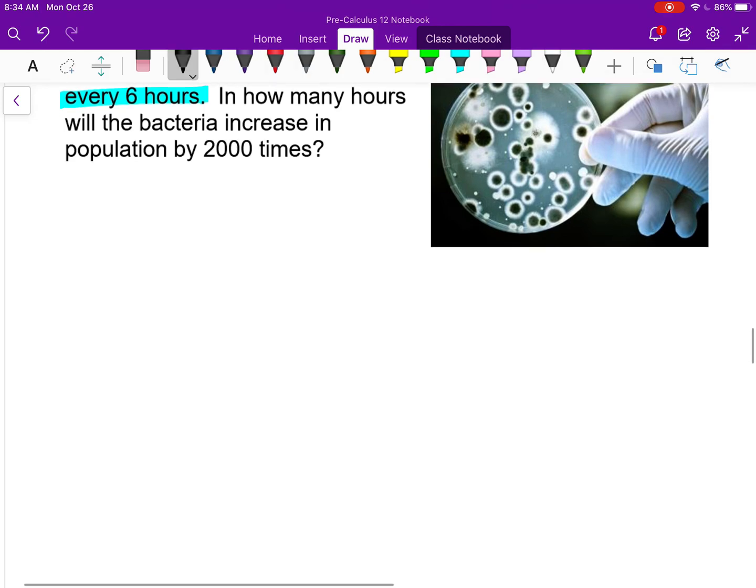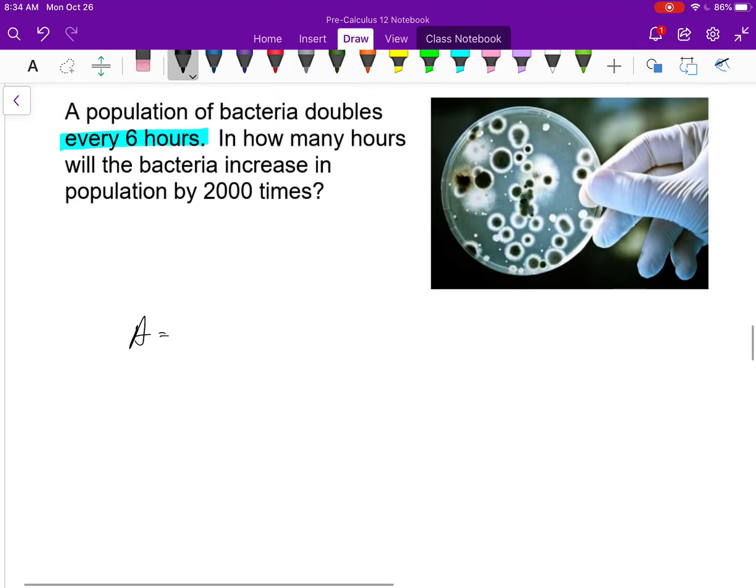So I'm going to use A for the amount of bacteria. So I need to know the initial amount. Well, they don't tell us the initial amount, so let's just go with A naught. And they don't tell us the initial amount because it doesn't actually matter. What matters is that it doubles. So my initial amount will be multiplied by 2 every 6 hours.